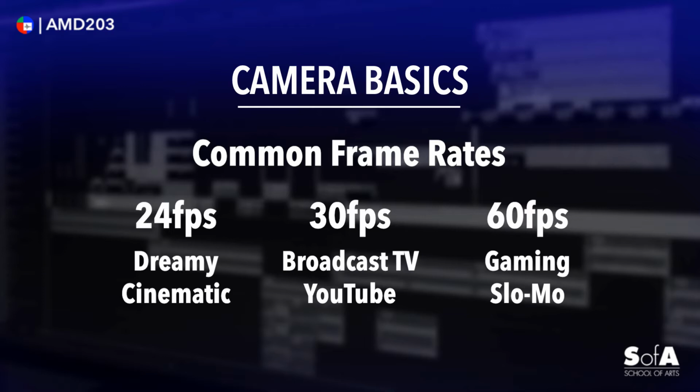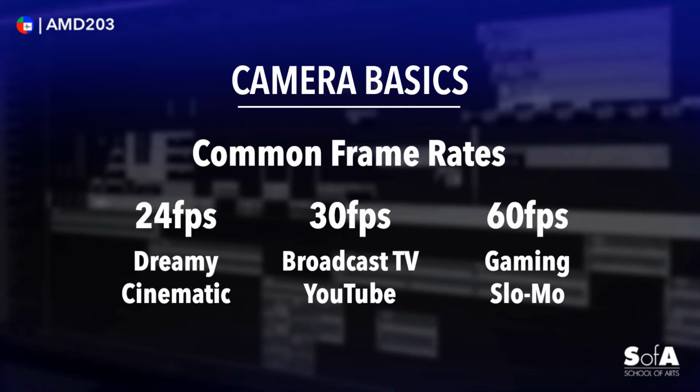Common frame rates that you're going to run into are 24, 30, and 60. 24 is usually associated with kind of a dreamy cinematic look. It's a slower frame rate. And then 30 is usually associated with end result being television, broadcast. A lot of YouTube is done at 30 frames. It tends to have a smoother motion to it.